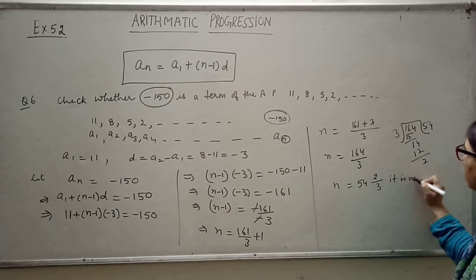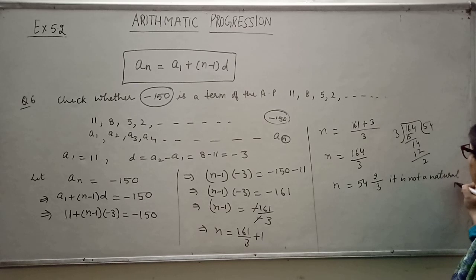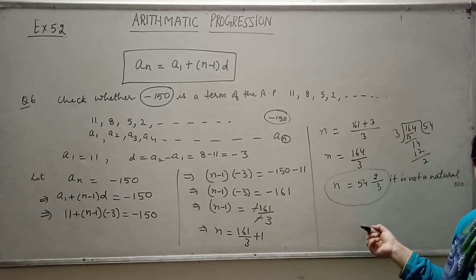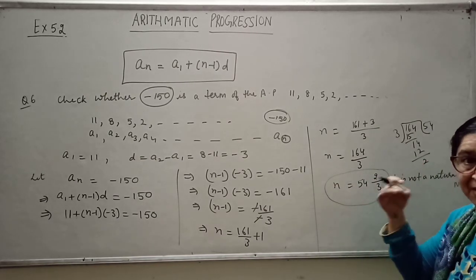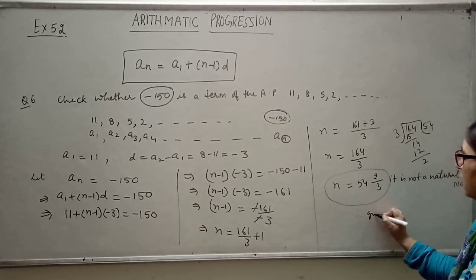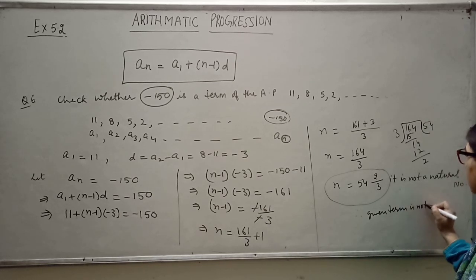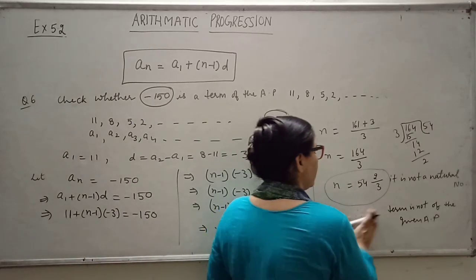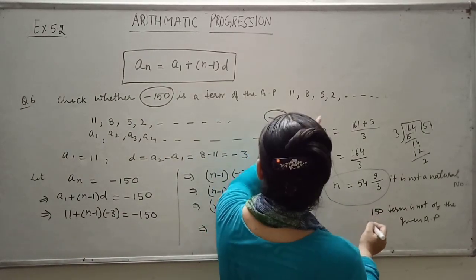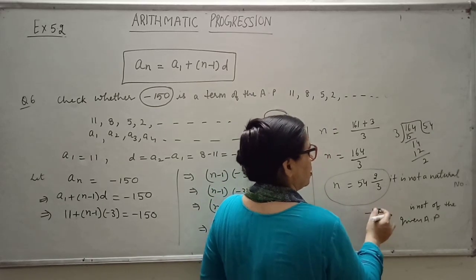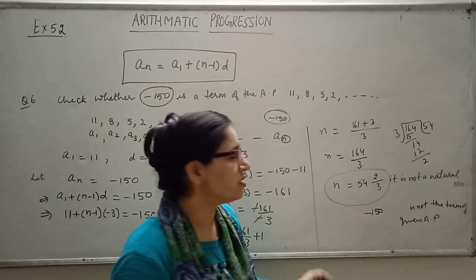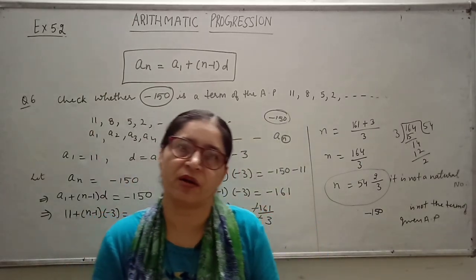It is not a natural number. This is not a natural number, right? A mixed fraction has come; it is 54 point something. There cannot be terms in decimals. We say first term, second term, third term; there is no term for a decimal number. Therefore the given number is not a term of the given AP. Here, in place of given, write minus 150 is not a term of the given AP. And with this, question number 6 is done. The remaining questions we will do in the next lecture.